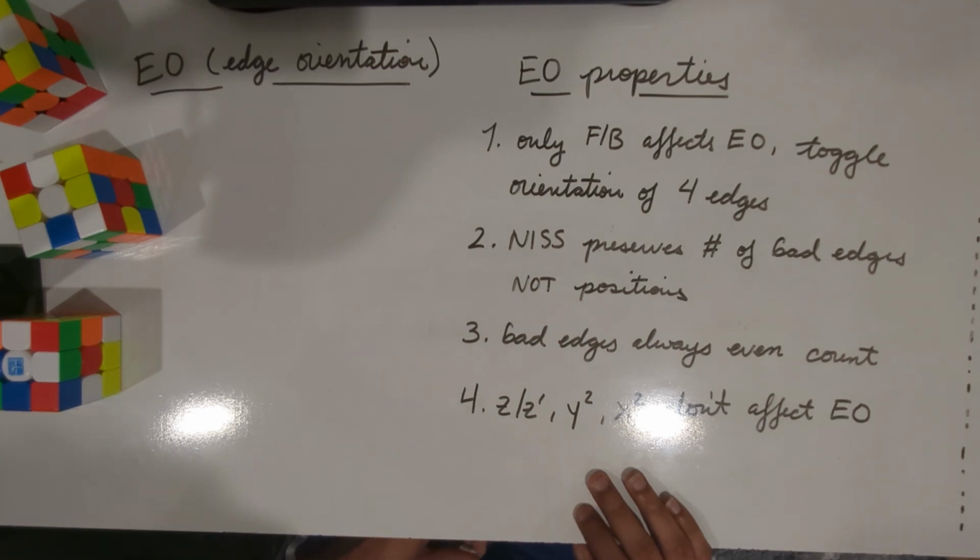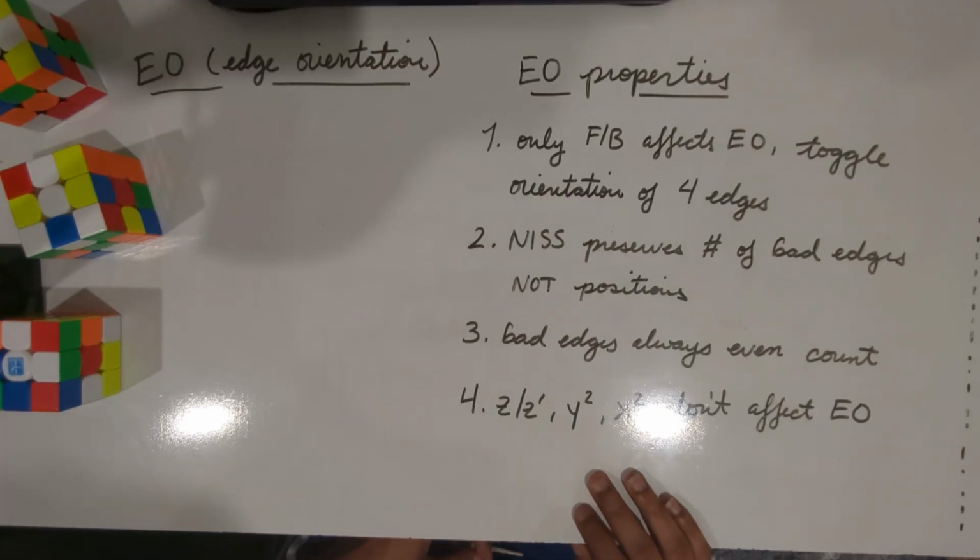Number 3, you may have noticed that in the example, the bad edges always came in evens. This is actually always the case. If you get an odd count, you either miscounted or your cube is not in a valid state. The reason why odd EO is not allowed is the same reason why you can't flip an edge normally.